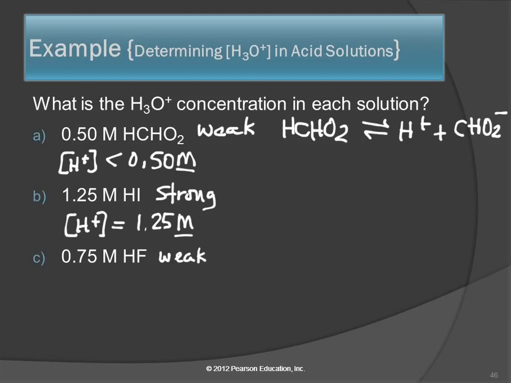It's a weak acid. So then what can we say about the hydrogen ion concentration? Less than. It's going to be less than 0.75 because only a few of these are going to separate into hydrogen ions and fluoride ions. Most of them are going to stay together. So the concentration of hydrogen ions will be less than this, and that's all we can say. With more information, we can do a lot more, but that's something that you would learn in Chem 2.